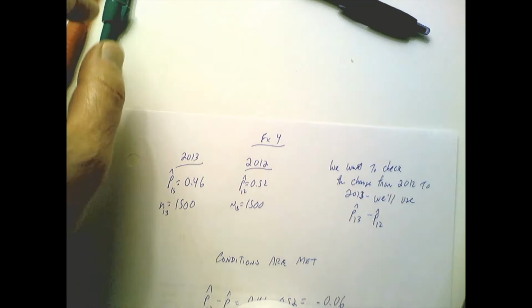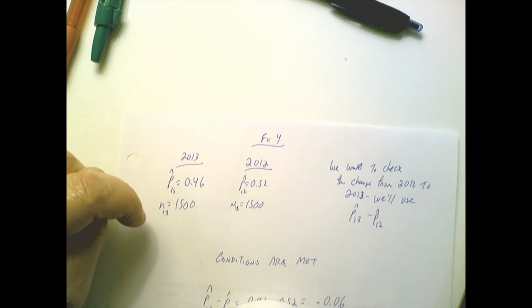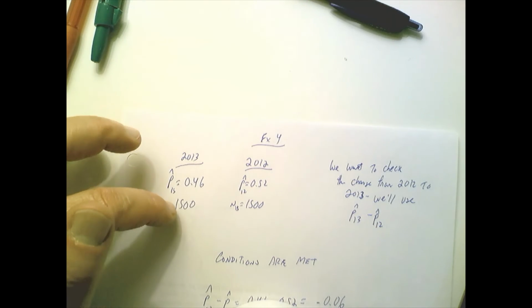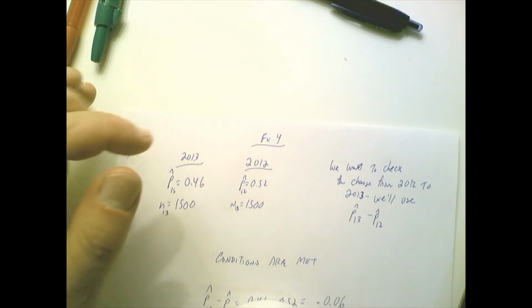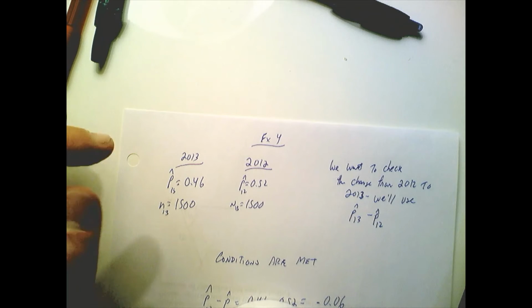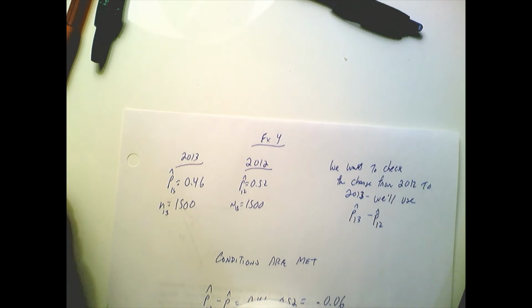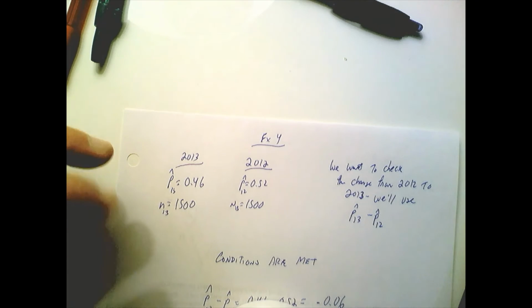We'll go ahead and just work through the numbers though with our example here. So I've written our nomenclature just a little bit different this time. Instead of using 1 and 2, I decided to do subscripts of 13 and 12. So here's our 2013 results, the 46% approval rating out of a sample of 1,500, 52% approval rating the year before in 2012 out of a sample of 1,500. And we want to check basically the change from 2012 to 2013, and we'll do that as p hat 13 minus p hat 12.